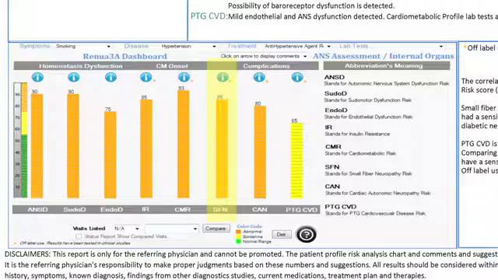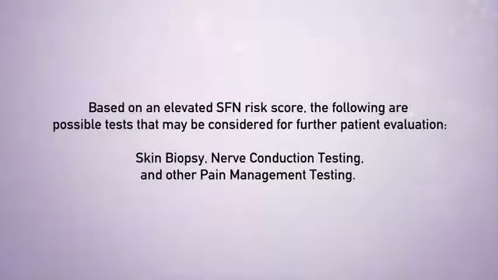If the SFN risk score is high, I'll review with the patient how neuropathy can be all over the body, not just in certain areas. Based on an elevated SFN risk score, the following are possible tests that may be considered for further patient evaluation: skin biopsy, nerve conduction testing, and other pain management testing.